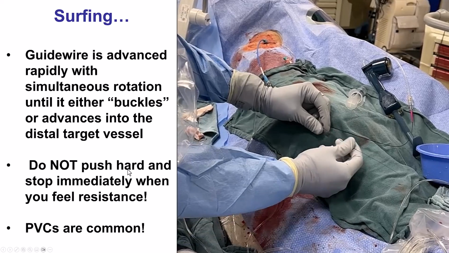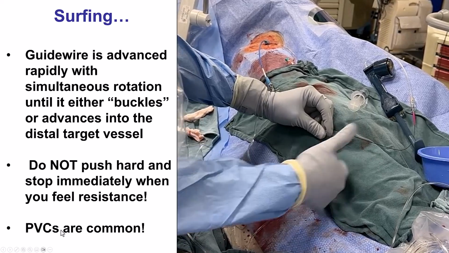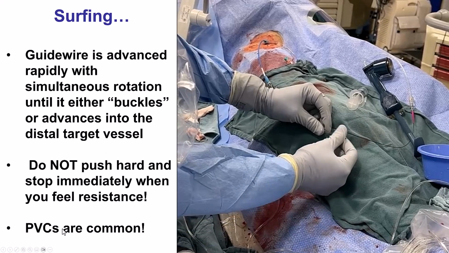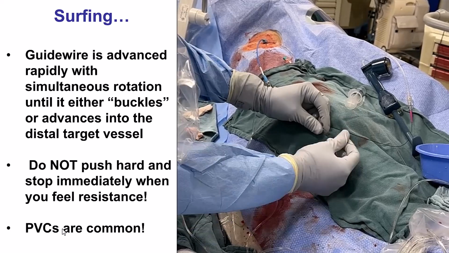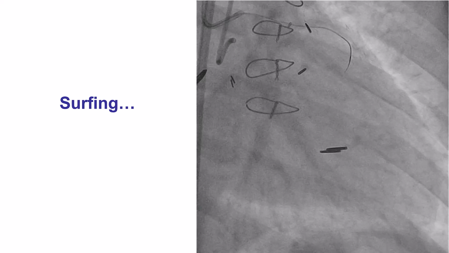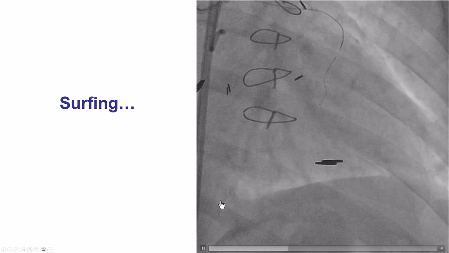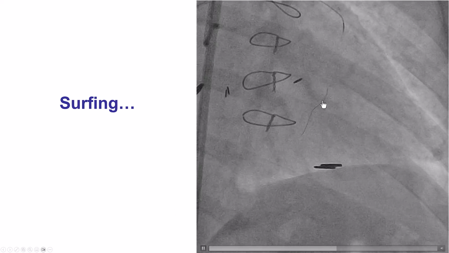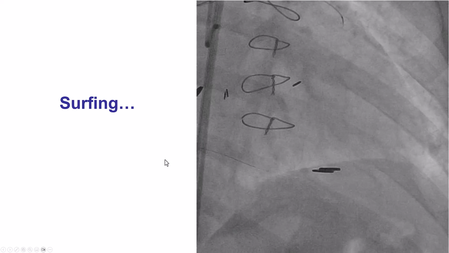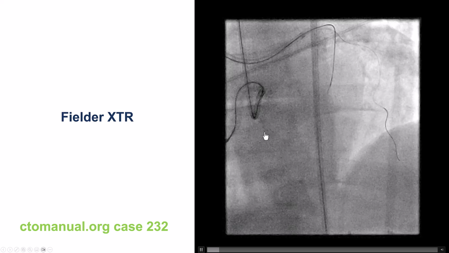If there is resistance, we pull back and redirect, and it's not uncommon to have PVCs. So having PVCs doesn't necessarily mean it's something bad. It's very common, even when you cross to the distal true lumen, to have PVCs when crossing septal collaterals. And these are some examples of the surfing technique. We're advancing the guide wire, and eventually the guide wire finds its way, and now it's moving along the course of the right coronary artery.